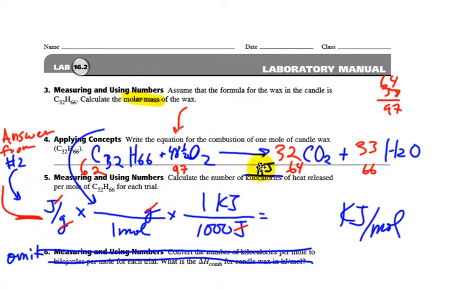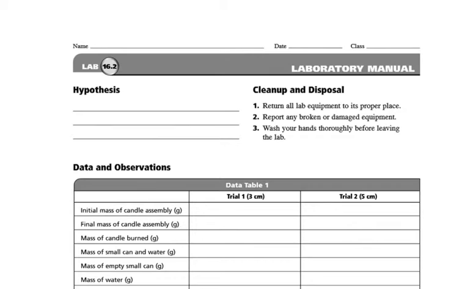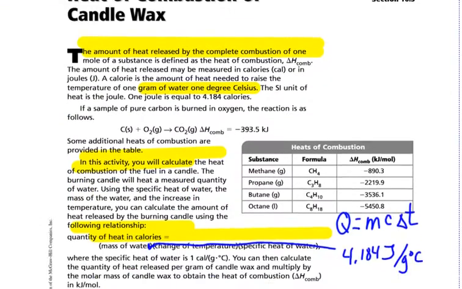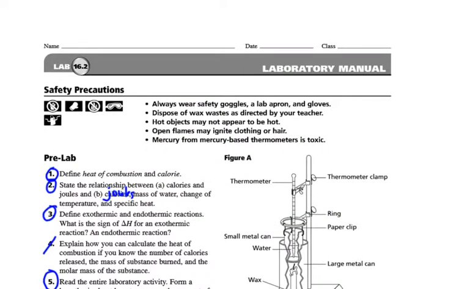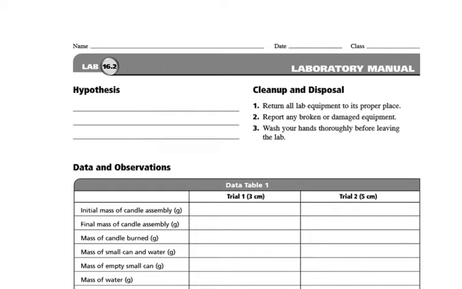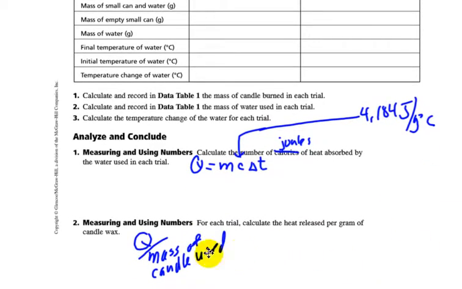Calculate the number of, change this to kilojoules of heat released per mole. So we want to get it in the same unit as we see over here. So we can compare candle wax to heat of combustion of these other substances, and of course that's unit of kilojoules per mole. So up until this point, we have joules per gram.